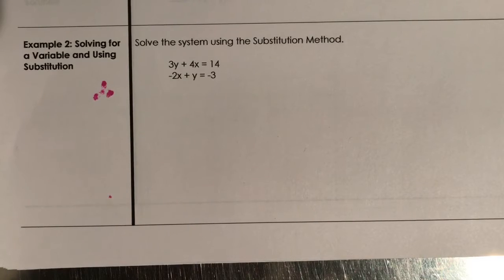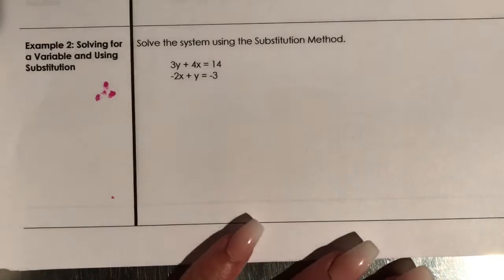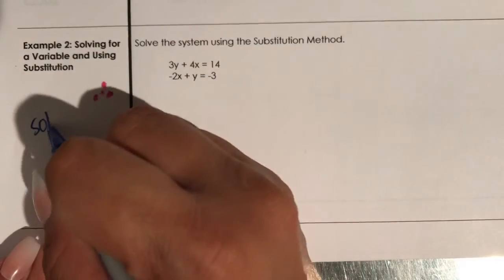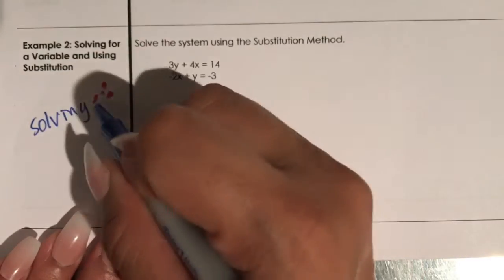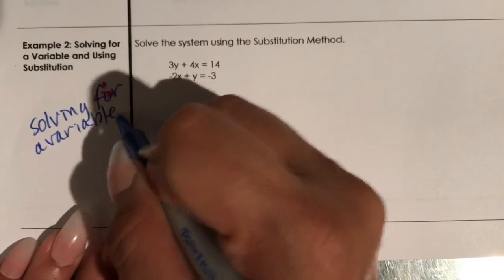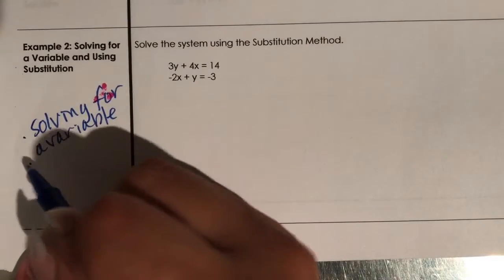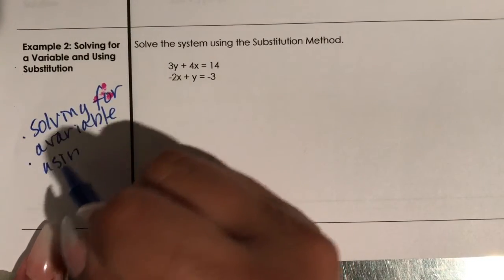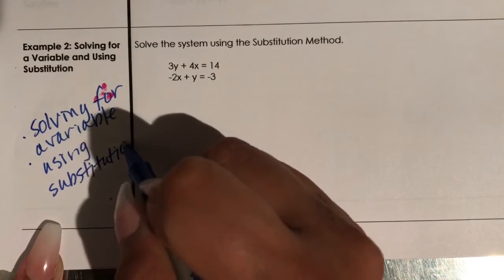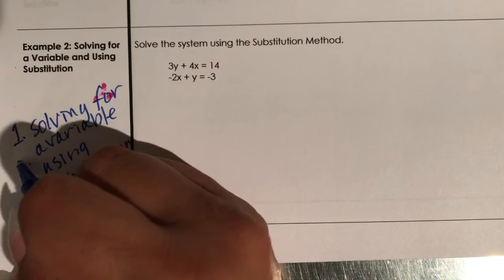Example 2, solving a system using the substitution method. So solving for a variable and using substitution. So it's 2 steps here. It says solving for a variable, sorry, and then using substitution. So step 1, step 2.